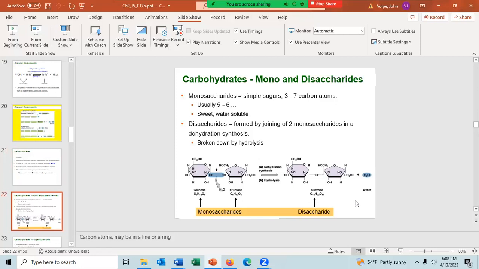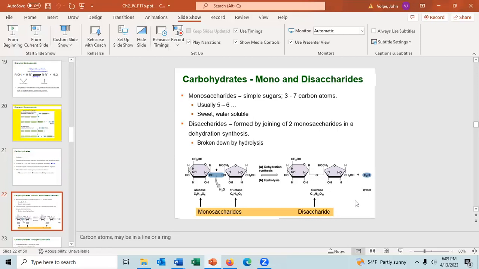So monosaccharides are the simple sugars. All simple sugars or monosaccharides contain 3 to 7 carbon atoms, but usually a monosaccharide has either 5 or 6 carbons, like glucose and fructose and galactose, which all contain 6 carbons. If you are familiar with ribose and deoxyribose, I think those are the only sugars we'll ever talk about that have 5 carbons. But most sugars have 5 or 6 carbons. Monosaccharides are sweet. They're water-soluble molecules.